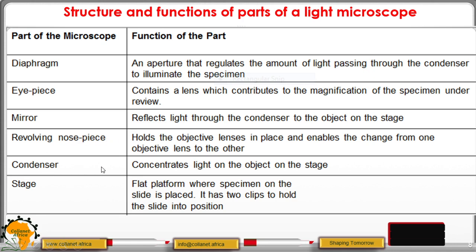We also have the condenser that concentrates light on the object on the stage. And the stage is that flat platform where the specimen on the slide is placed, and it has two clips to hold the slide in position.